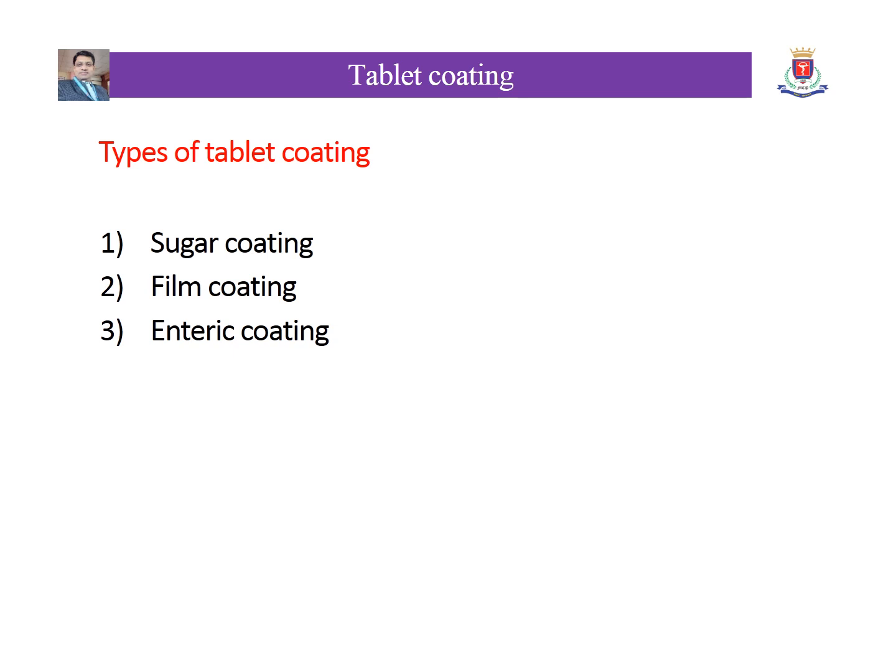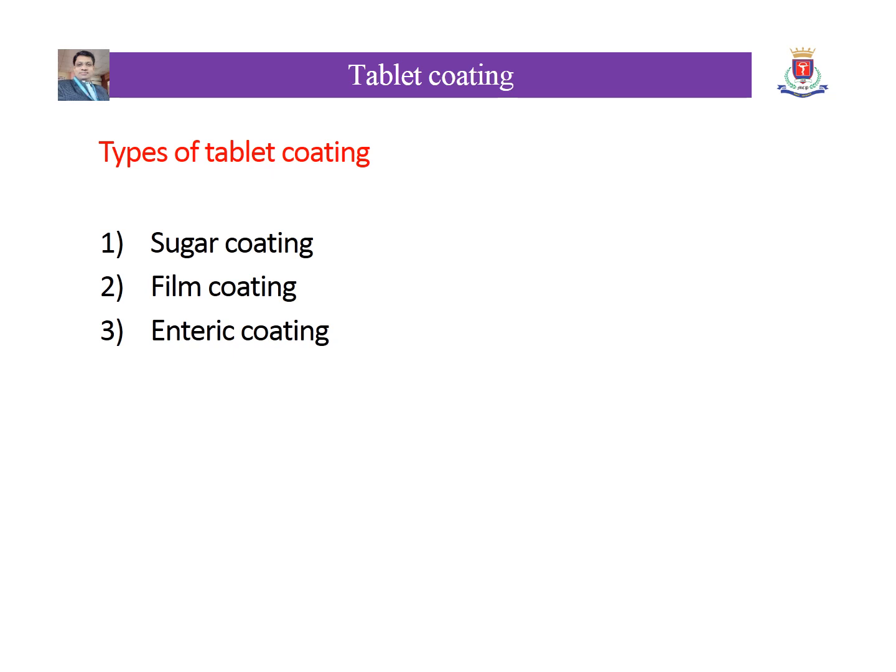Number 2 is film coating. In film coating, there is application of non-enteric polymer solutions on tablet surface. This is applied either by pan spraying or by pan pouring.